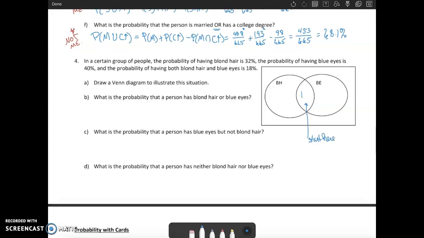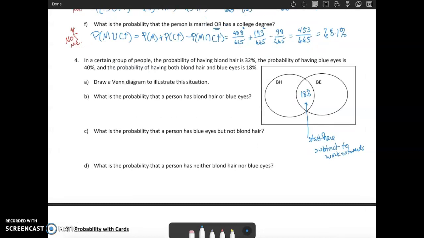There are 18% of people who fall into that category where they have both blue eyes and blonde hair. And then what you want to do is subtract to work outwards. Okay, so I cannot simply put the 32% right here because the 32% includes the 18%. Those people are also in that circle. So I now have more than 32% total people in this blonde hair circle. So I can't do that.